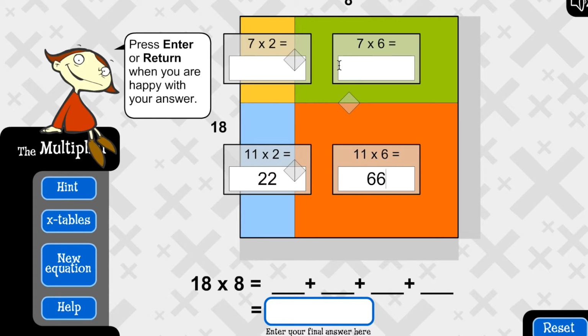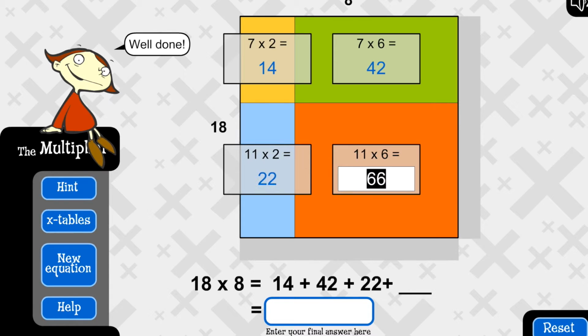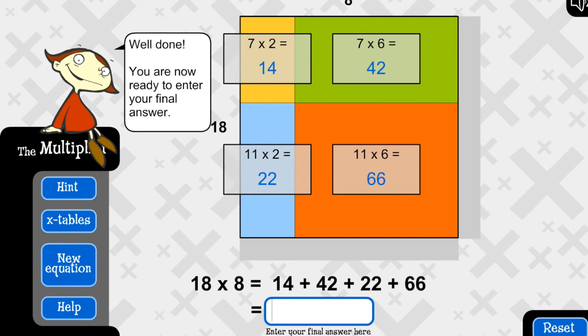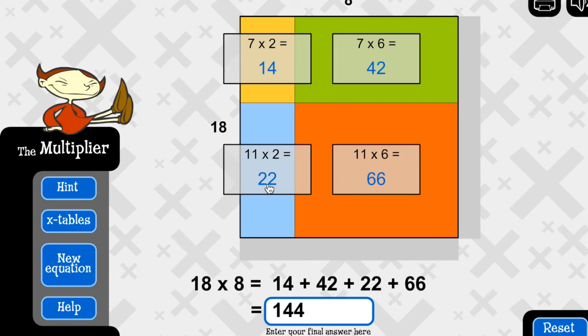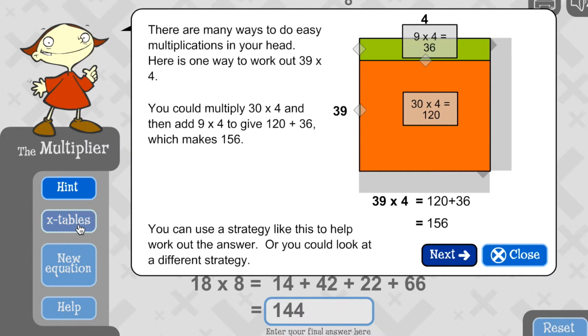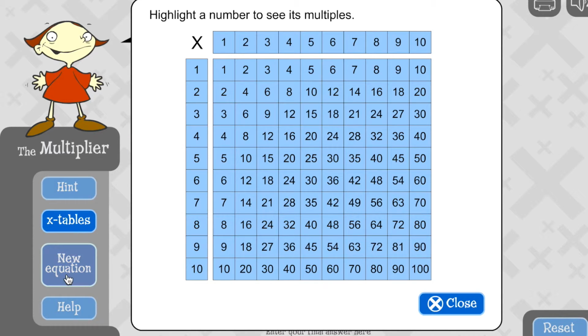Once they've placed in the answers of the 4 separate equations, a student can use adding strategies to come up with the final answer of the equation. Here we have 7 times 2, 7 times 6, 11 times 2, and 11 times 6. Adding all those answers up allows the student to come up with the final answer. On the left-hand side, it shows hint, times tables, new equation, and help.